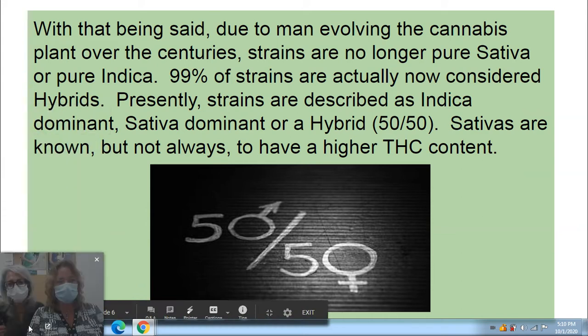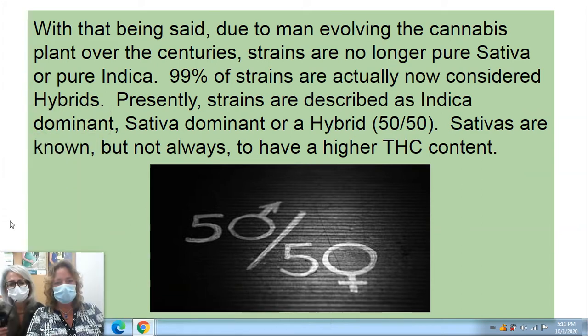With that being said, due to man evolving the cannabis plant over the centuries, strains are no longer pure sativa or pure indica. 99% of strains are actually now considered hybrids. Presently, strains are described as indica dominant, sativa dominant, or a hybrid, which is approximately 50-50. Sativas are known, but not always, to have a higher THC content.